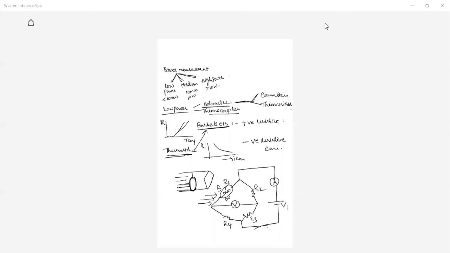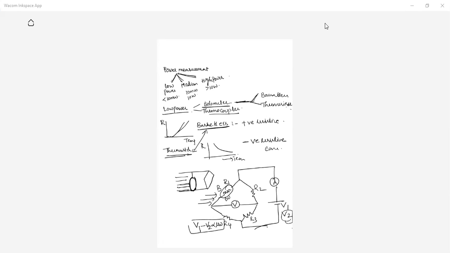To make it balanced, what do you have to do? You have to change either the resistance value or the potential. Let us consider that in this case we are changing the potential to make it balanced. So the difference in potential is proportional to microwave power.